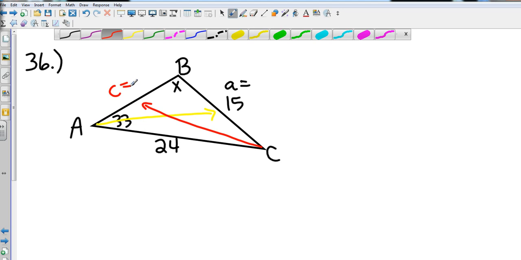And this, obviously our next one, you can probably see where I'm going with this. That one right there is our side B. So they are opposite the vertices that have the capital letters on them. So to work this one, since we were given side B, we're going to take the sine of angle B. Okay, so sine of angle B, which is x, over side B, which is 24.